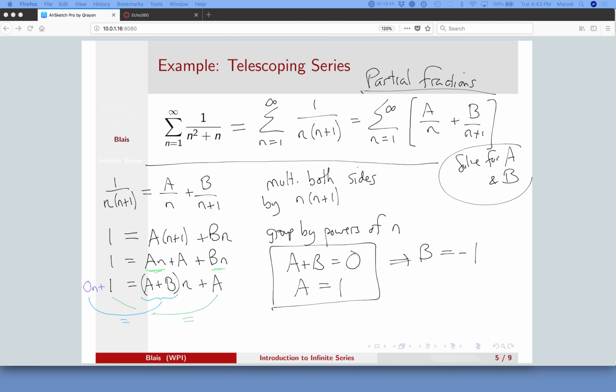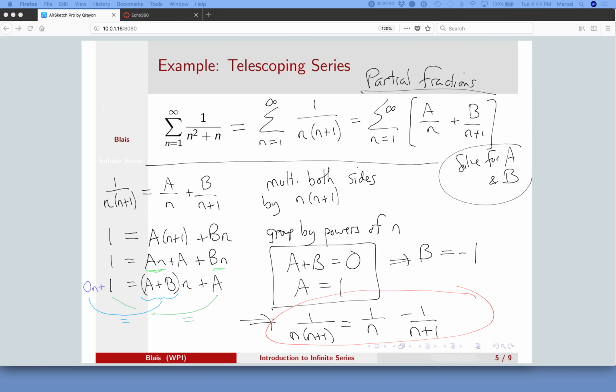So this means that we can now plug a equals 1 here and b equals minus 1 here. And we now will have a new expression for our series. Well, why don't we write it? 1 over quantity n times n plus 1 is a over n, which is 1 over n, plus b, right? That's minus 1 over n plus 1. So this is a new way to rewrite the summand in our series.